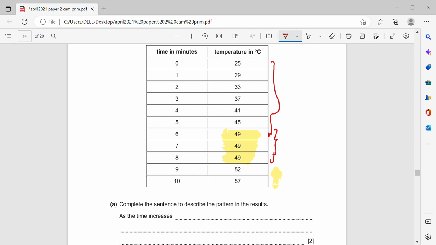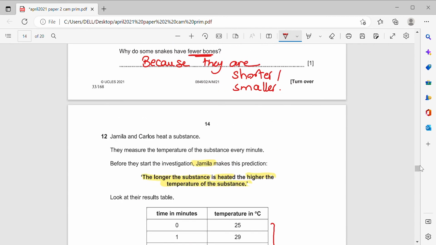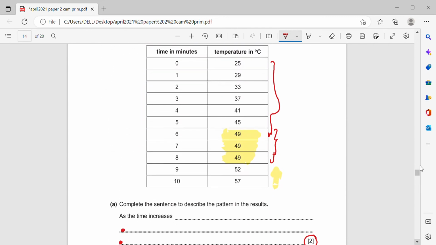Question A. Complete the sentences to describe the pattern in the results. As the time increases... I have 2 marks here, so I should include 2 points. As the time increases, what happened? As the time increases, actually, the temperature increases, then stays the same, then increases once more.